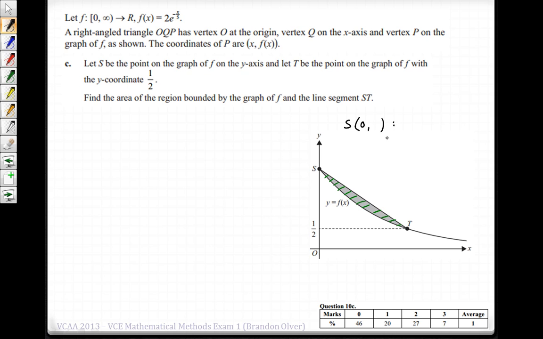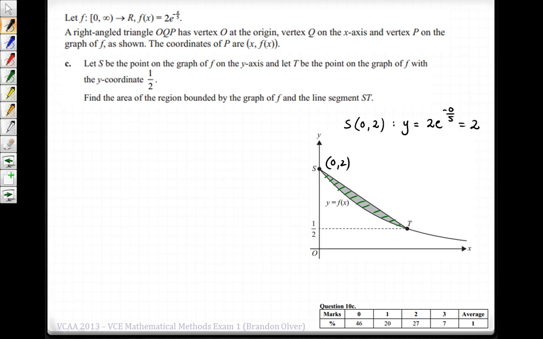So to find the y coordinate, we're just going to go y equals 2e to the power of negative 0 on 5. And we know anything to the power of 0 is just 1, so that equals 2. So we've got S is (0, 2) there. I'll just put that in there as well for us. And now we also want to find the coordinate of T.